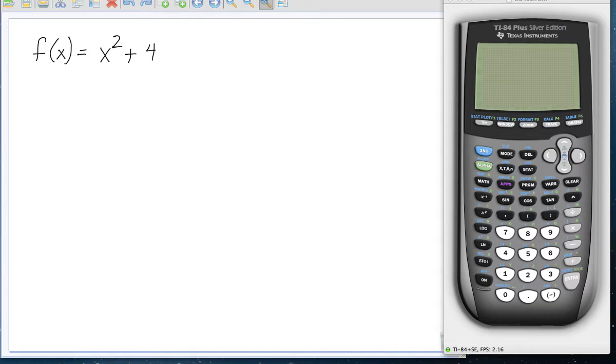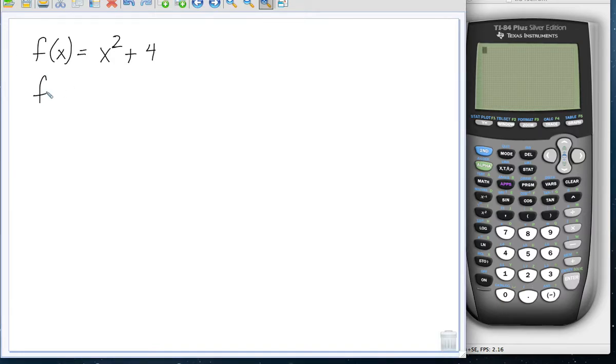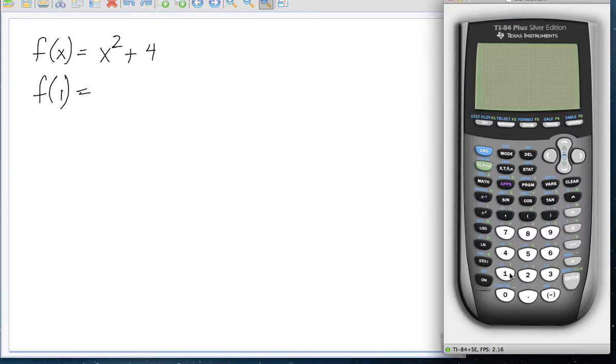Okay, a couple more examples here. First off, let's look at a function f of x equals x squared plus 4. And we just want to evaluate this function at different points. So we might be interested in what is f of 1. Now, we don't need a calculator for something like this. We can do this in our head, but let's use it anyway.